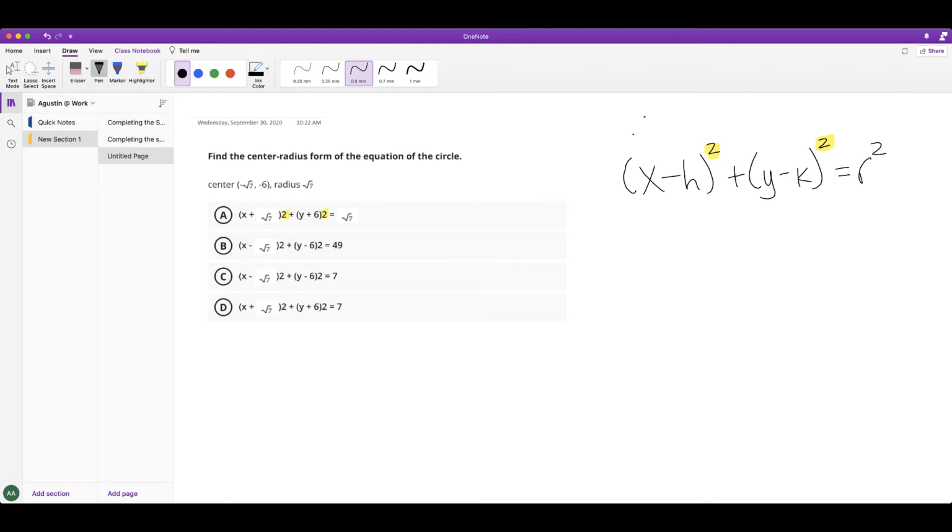So this is the format for the equation of a circle. This is h, and this is k, right? This is r for our radius. So basically, you're going to plug them in here.